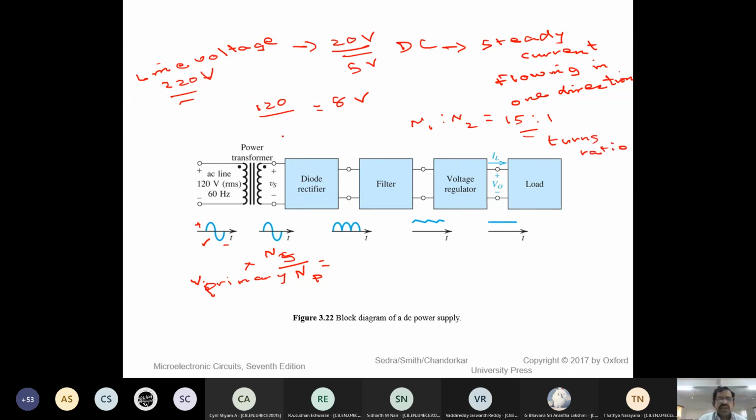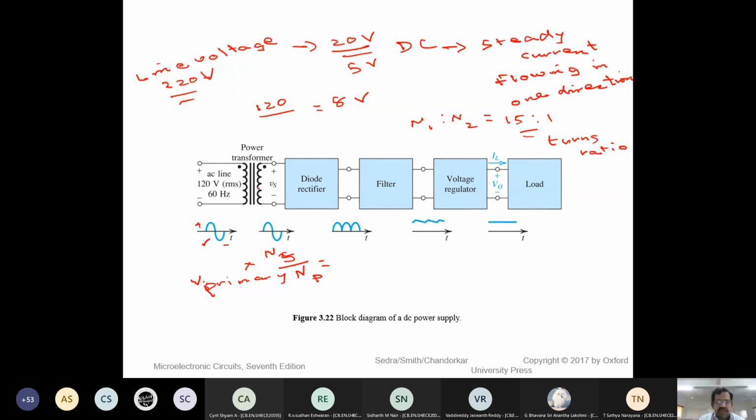With this, we can accomplish a step down, because it is NS by NP, and NP being higher. So step down we will get, and that happens through what is called the flux linkage, which you will learn in more detail in the next course in applied electromagnetics, and you must have learned it in fundamentals of electrical circuits also.